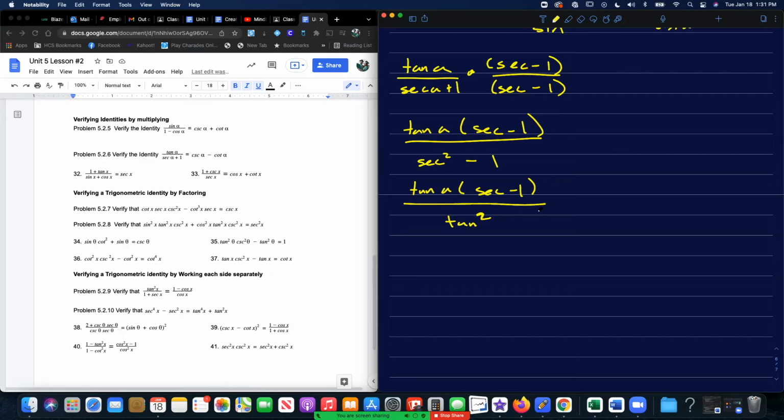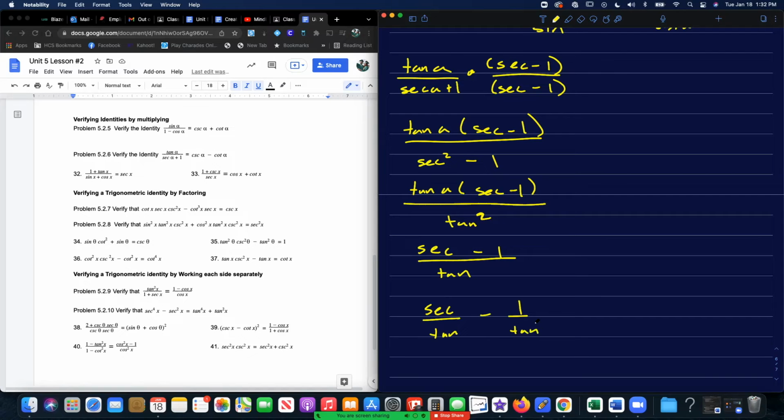What has changed though now is that we can cancel one of the tangents out. So we're left with secant minus 1 over just one tangent now. And I can break this fraction up. Note, I could not break the fraction up at the beginning because the denominator was the sum. If the denominator has only one term in it, you can break the fraction up. Because in essence, this is secant over tangent minus 1 over tangent.